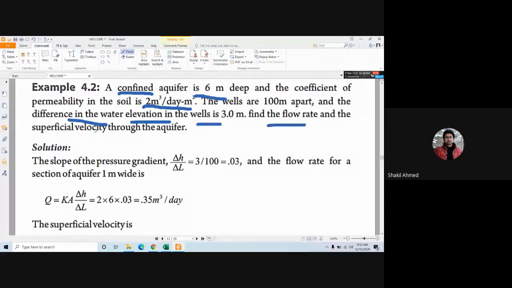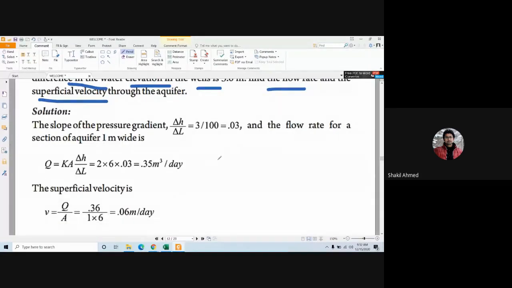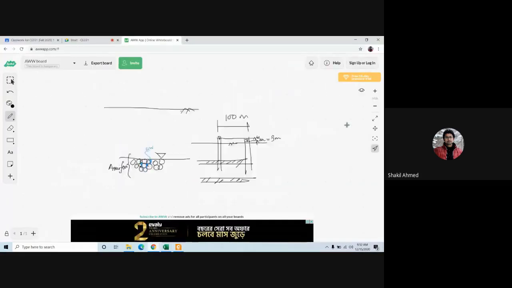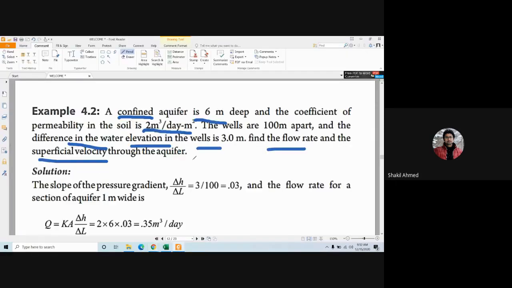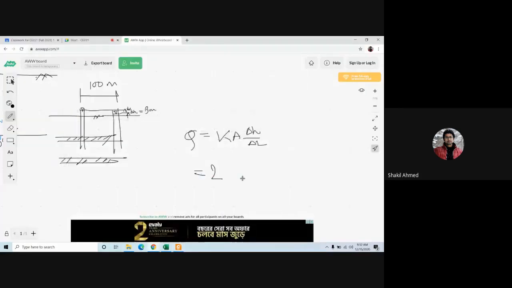Find the flow rate and the superficial velocity through the aquifer. So flow rate equals what? We know the equation for the flow rate: Q equals K into A into delta H by delta L. What is K, by the way? K is 2 meter cube per day per meter square.